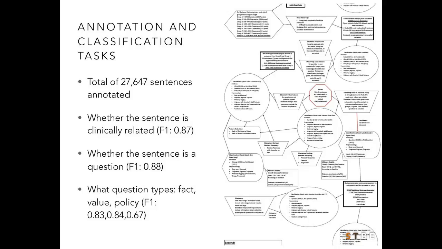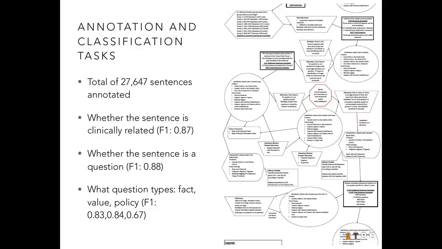And in terms of classifying question types, we looked into fact, value, and policy. These were the question types that we derived from group theory, looking at what kinds of questions people ask in small groups. Fact is asking for factual answers, such as what HbA1c level should I be on; value is asking for other people's opinions; and policy is asking for action items. So, what should I do when I find out that my blood sugar is this high?